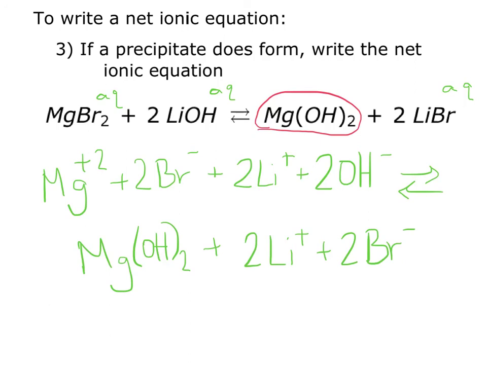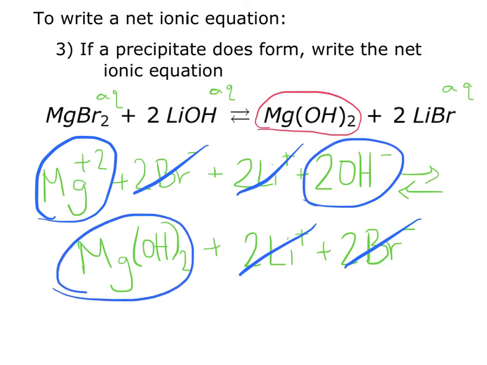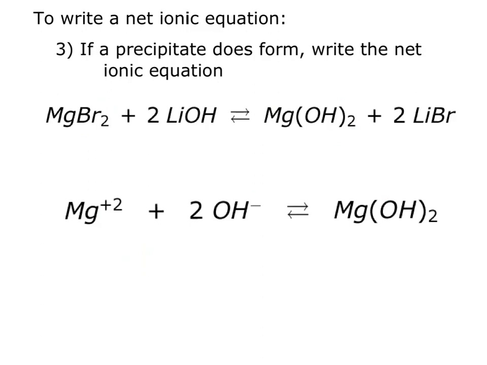Now my next step is canceling things out. I've got 2 Li plus on both sides and 2 Br minus. Those go away. Nothing else will cancel, so my overall is Mg plus 2 OH minus makes Mg(OH)2. Alright, so there is my final net ionic equation.